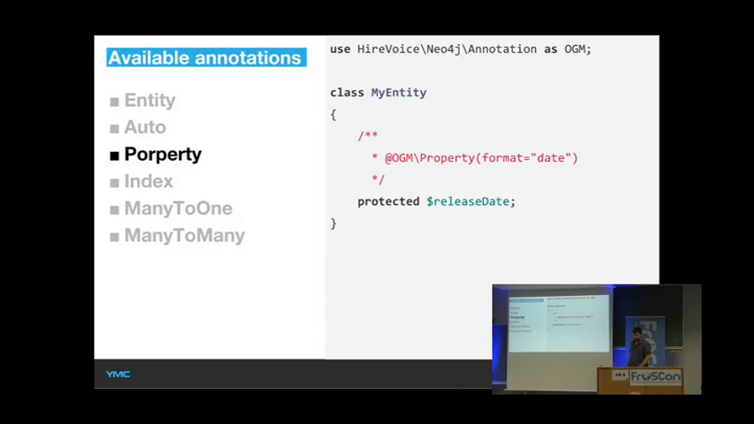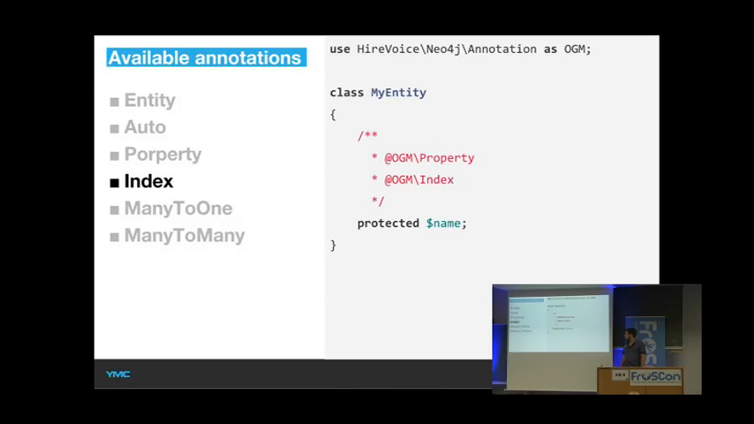So I already said something about the auto annotation. Let's have a look at the property annotation. Maybe I have some properties in my object which I don't want to have in my graph, which I only use locally, for example, a plain password. So every class member I annotate with OGM property will be sent to the graph. Optionally, I can give it a format. If I give it no format, it will be a string.